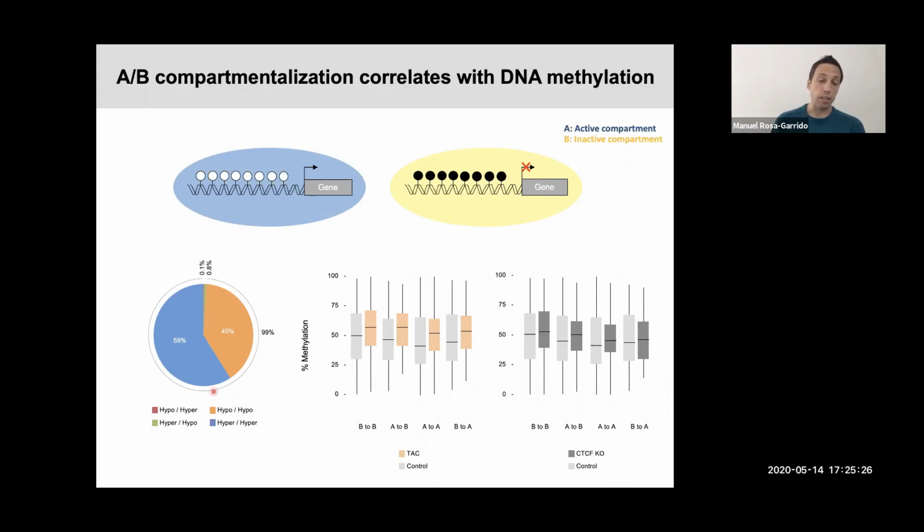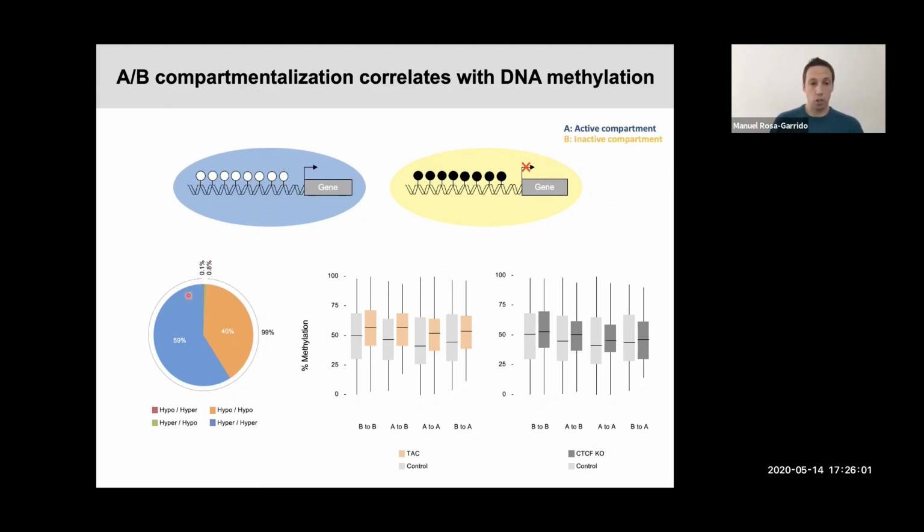that 99% of the CpGs that were differentially methylated after both CTCF depletion and TAC are changing in the same direction. What does it mean? That after inducing knockout or TAC, the CpGs that are changing in these two states are following the same trend. In both cases they are hypermethylated, or in both cases they are hypomethylated. There is only a very small percent, only 0.9%, that don't follow this trend.